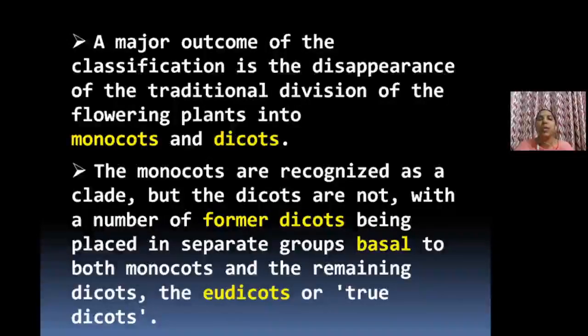Okay. Now, a major outcome is the disappearance of the traditional division of flowering plants into monocots and dicots. That I already told you, there is no division into monocots and dicots. Okay. Monocots are recognized as a clade, but the dicots are not a clade. That is the fundamental difference. So there are two groups, eudicots and monocots, and the remaining dicots are eudicots or true dicots. There is no definite clade for dicots, but monocots are a clade.